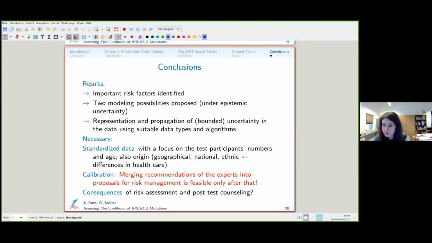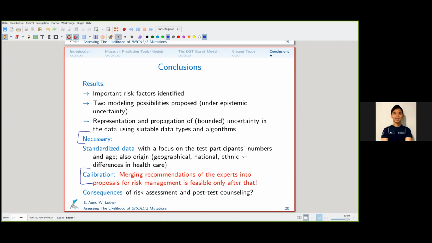Yes. This is a big question. This is something I was giving here under the point necessary. It is really necessary to do this calibration, and it's not really clear how to do this. In our work, we didn't need to calibrate because we considered information from one source only. But yes, it is necessary to do this if you consider multiple sources.